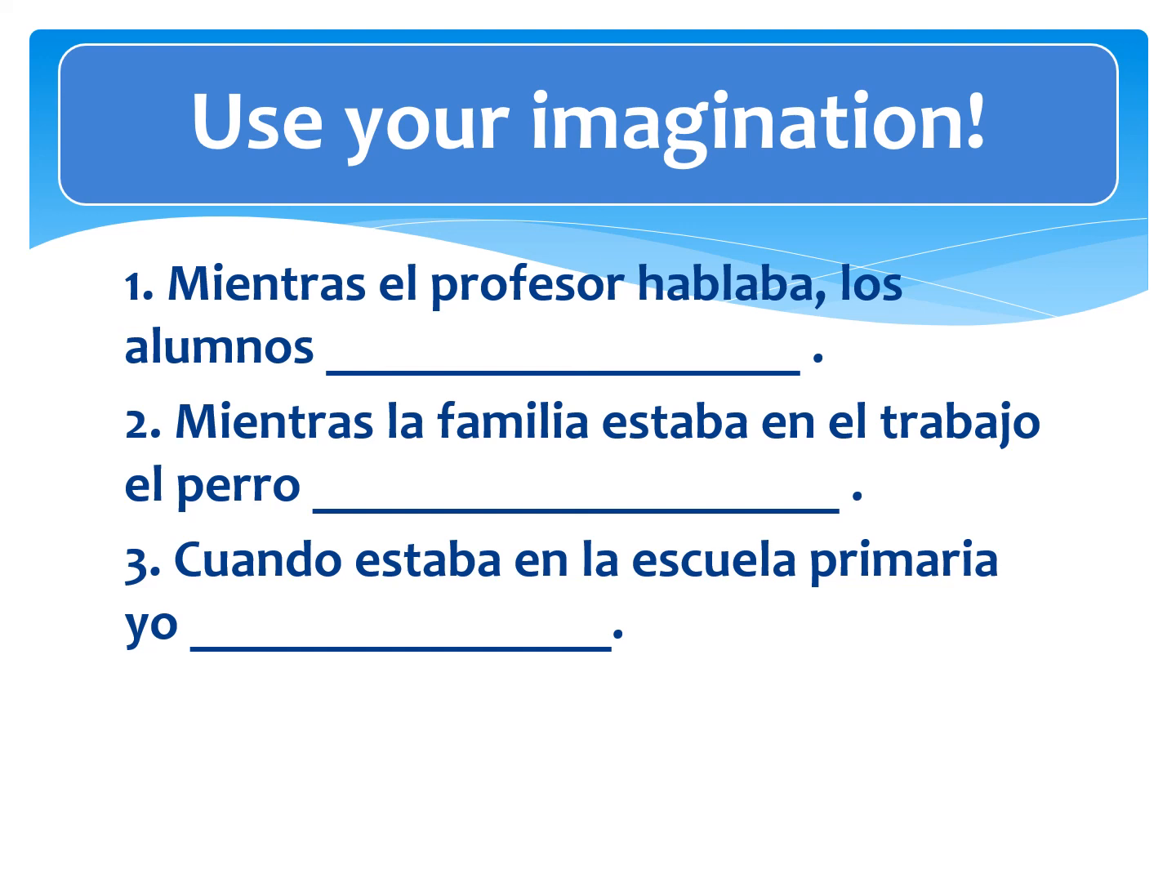Tres. Cuando estaba en la escuela primaria yo... When I was in elementary school, I... If it's something that you did repeatedly, choose the imperfect. If it's a one-time event, choose the preterite. So that gives you an idea of how the imperfect and the preterite work in Spanish.